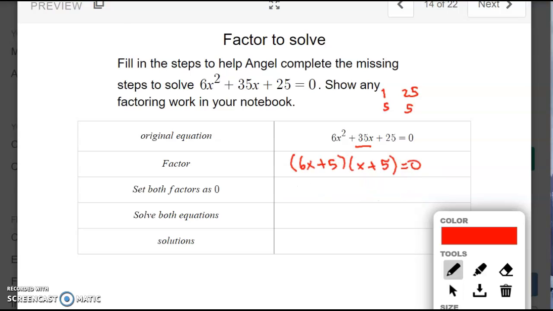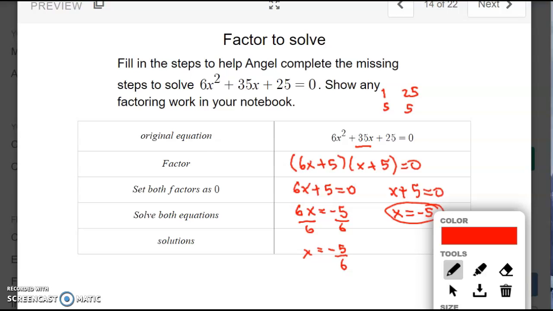Now that I've found my factors, I just set each of the factors to 0. So that becomes 6x plus 5 is equal to 0, or x plus 5 is equal to 0. Then subtract 5 from both sides, so that becomes 6x is equal to negative 5. And then you divide both sides by 6, and you get x is equal to negative 5 over 6. That's one of my solutions, and the other solution is bringing 5 to the other side by taking the negative of it. So x is equal to negative 5. So that's my two solutions.